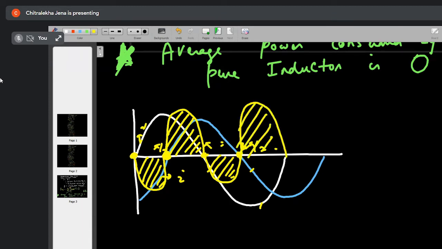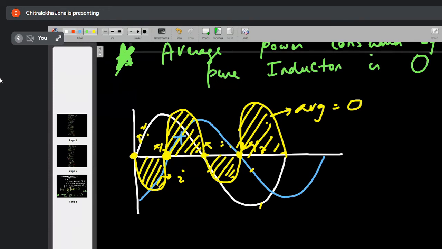So here you see the waveform. What will be the average value of this one? Average will be equal to 0. Okay.